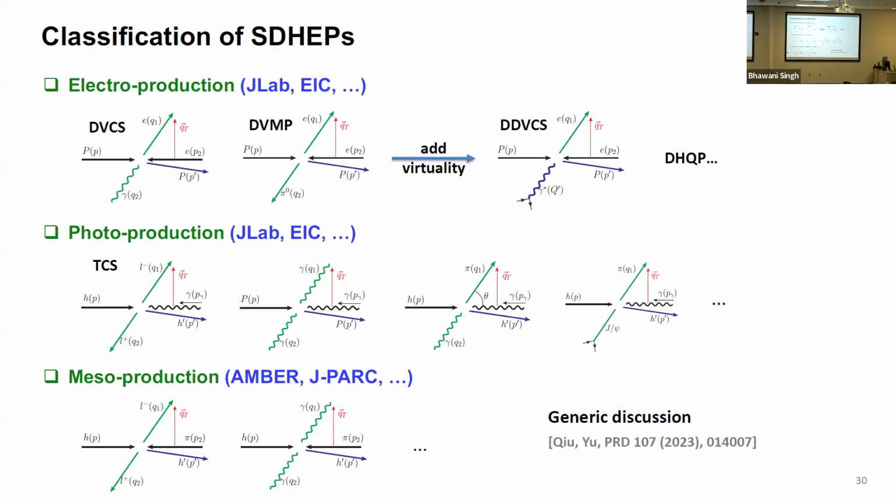The first one is the so-called DVCS. I will talk about that in a moment. The second one is called DVMP, or deeply virtual meson production. And this one is called double DVCS, and so on.